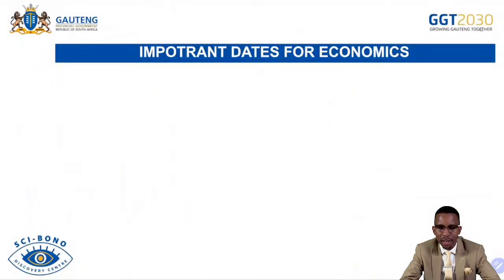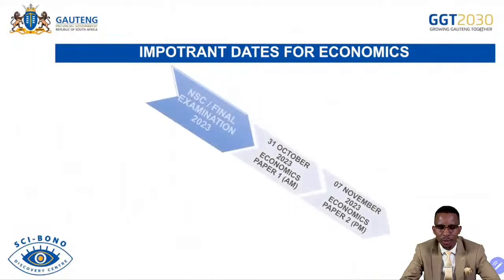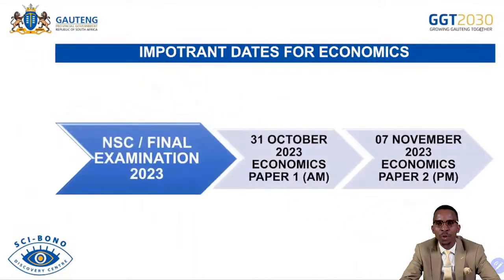The other important date, which is the last date for you as you will be doing economics for this year, is the NSC final examination 2023. On the 31st of October, we're writing paper 1, which will be in the first session in the morning. And then on the 7th of November 2023, we'll be writing your economics paper 2, which will be at 2 o'clock. It is very important for you to know these dates because you need to start planning for your study.